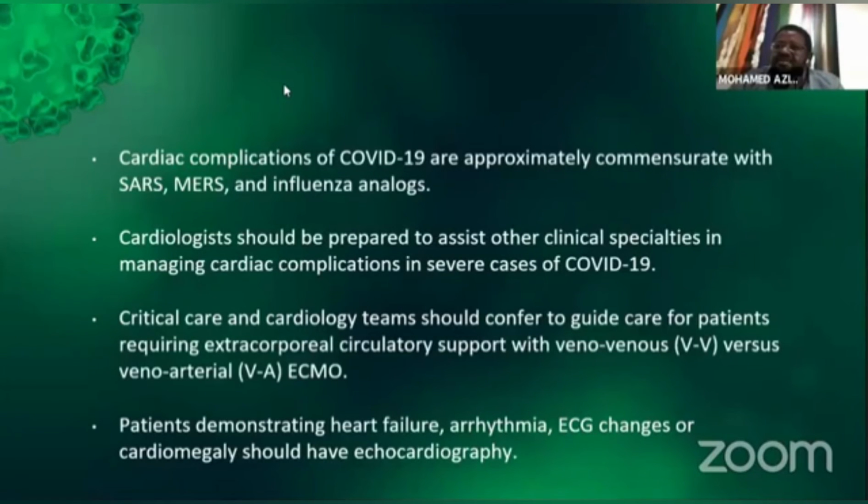The cardiac complications of COVID-19 are approximately commensurate with SARS. So it is almost, or to some extent, similar to SARS and MERS, and there is no difference in the presentation. The main difference is the severe pneumonia and severe ARDS more than the other viruses. So in COVID-19, we have a more aggressive disease, and the transmission is very rapid. We don't know why. So the cardiologist should be prepared to assist other clinical specialties in managing cardiac complications.